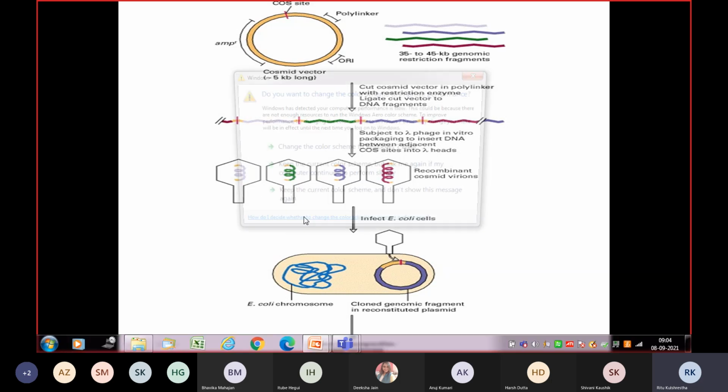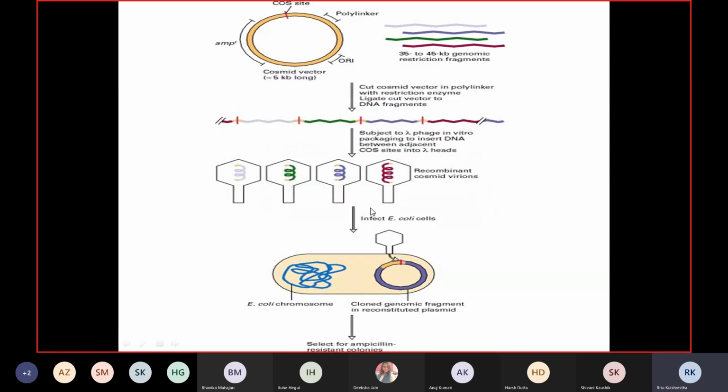Once these are there, you have to find a way to get these individual inserts into the phage heads. And once these are made, because these are phages, you can infect the E. coli and it will insert the DNA inside the E. coli. Once inside the E. coli, it means we have been successful in transferring a fragment of around 30 to 40 kb inside a bacterial cell very efficiently.